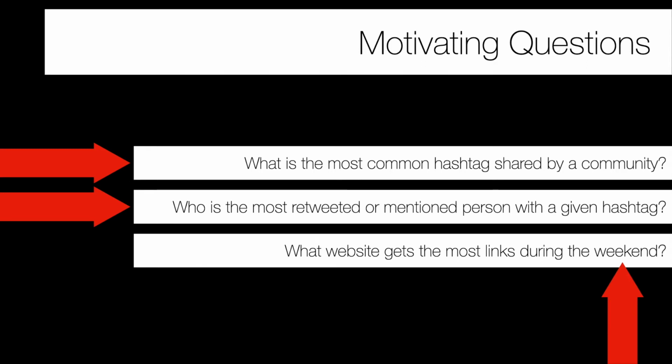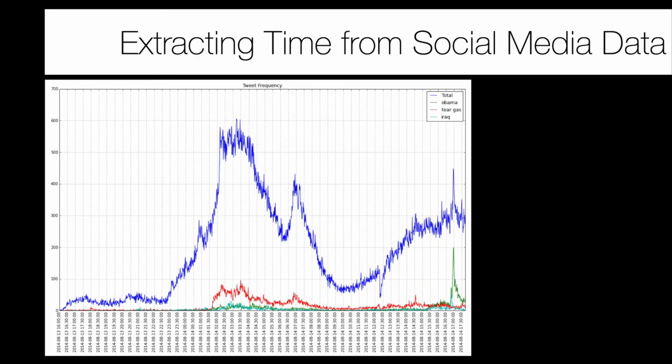But if you want to look at the website that gets the most links during a weekend, so now we've talked about how you can tokenize the tweet and extract a website or extract a URL and pull out the domain. We haven't really talked about the time aspect. How do we get links during the weekend? So I'm going to do an aside here and talk briefly about temporal dynamics, or extracting timing information from social media data.